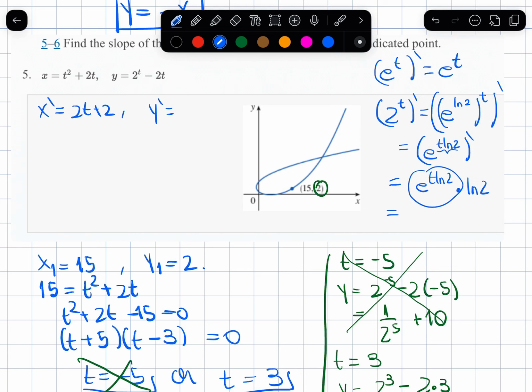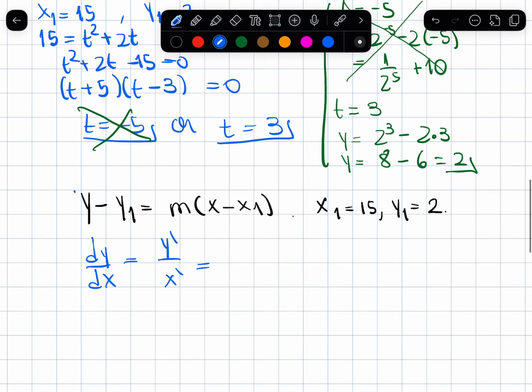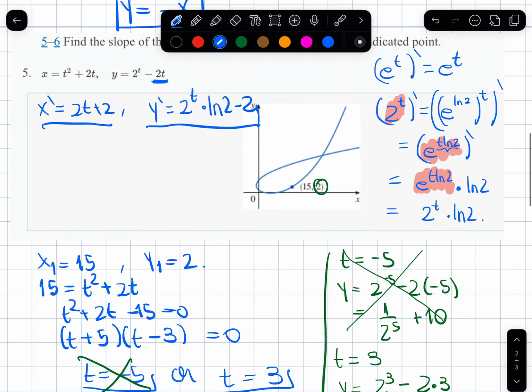And so this here turns back. If you retrace your steps, this is going to turn back into 2 to the power t. So this is going to be 2 to the power t times the natural log of 2, minus 2. This is easy to derive, right? So these are the two values that I need to put in my fraction. This is y prime over x prime, 2 to the power t times natural log 2 minus 2, all of that over, if I go back, 2t plus 2.